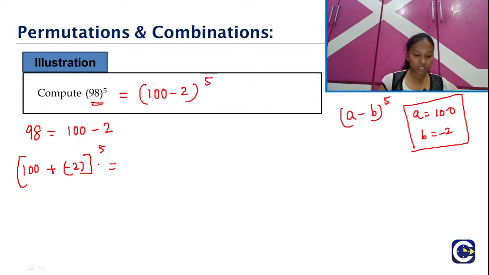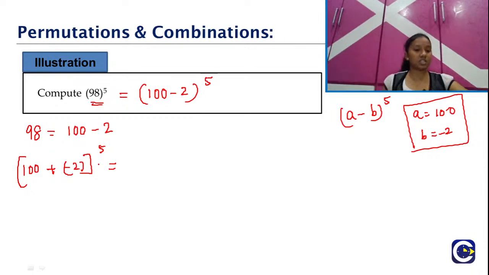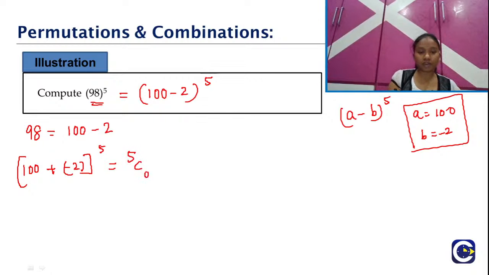So let's see if anyone has already given me the answer, guys. Okay, I hope you guys are still doing it. No issues. So let's do the expansion according to our general method. So here what is our index? 5. So the first coefficient will be 5C0.